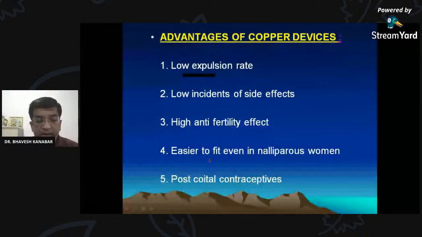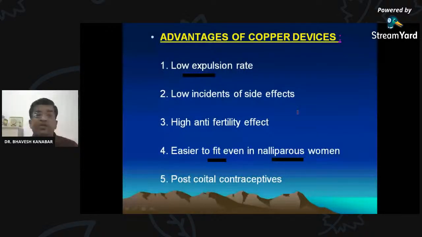It is easier to fit even in nulliparous women. With copper containing devices in nulliparous women, you can see that the vaginal orifice is narrow, the size of the vagina is small, and the size of the uterus is also small. So even in a nulliparous woman, because of the limited size, it can easily fit inside.